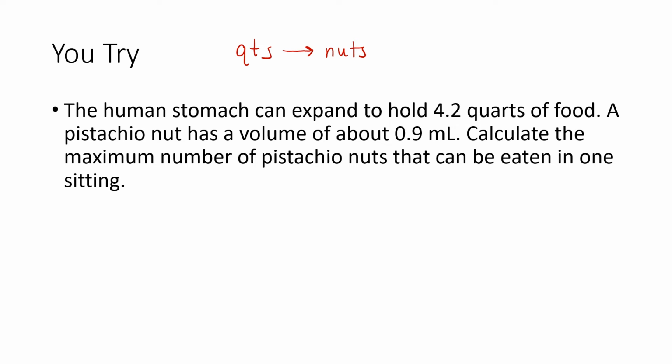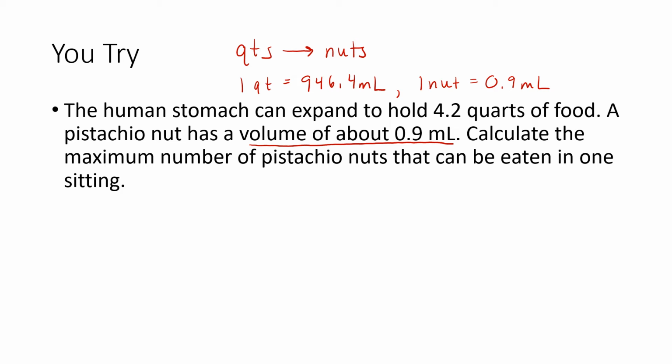We have under our common volume unit conversions, 1 quart is equal to 946.4 milliliters. But there's also another conversion that's given to us directly in the problem, and that is 1 nut has a volume of about 0.9 milliliters. So sometimes when you're reading the word problem, you actually have to extract information to write a unit conversion from the information given to you. So the volume of about 0.9 milliliters right there.